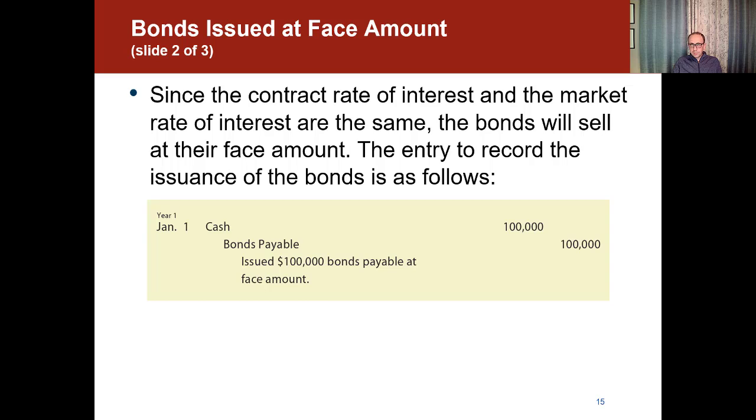So since the contract rate of interest and the market rate of interest are the same, the bonds will sell at their face amount. The entry to record the issuance of the bonds would be as follows. So let's assume that this happened on January 1st of year 1. We're going to debit cash for the 100,000, which is the amount received, which is equal to the face value, and then we're going to credit bonds payable for 100,000. Again, no premiums, no discounts. And then we have just a short explanation here that says issued 100,000 bond payable at face amount.